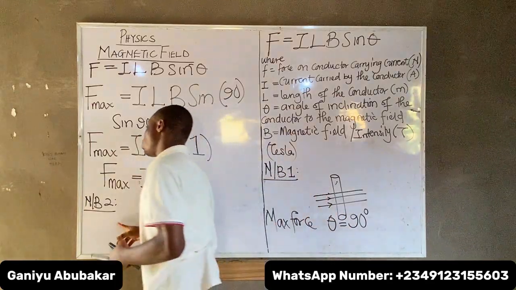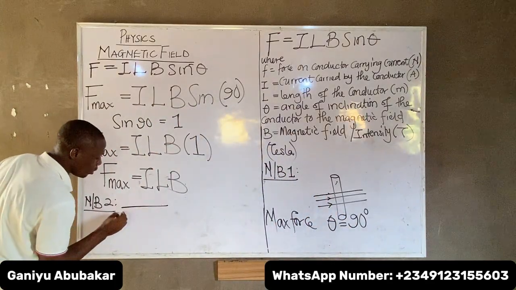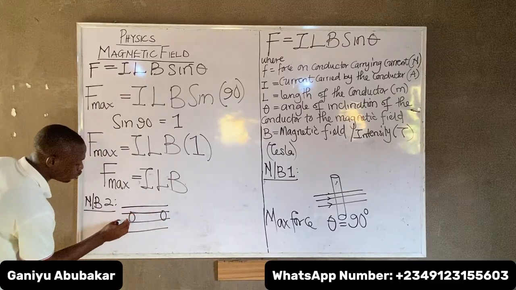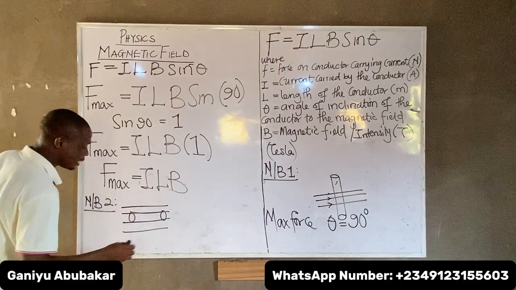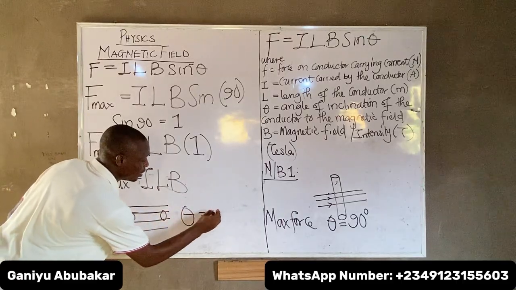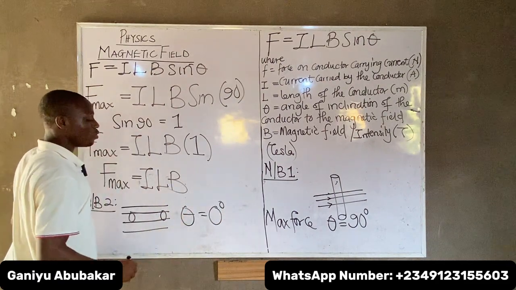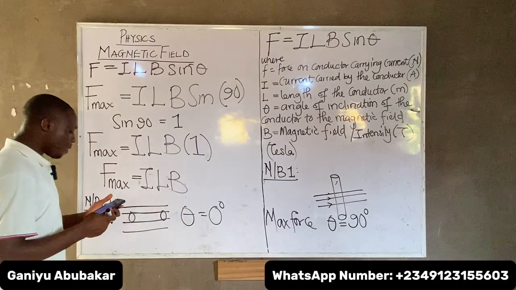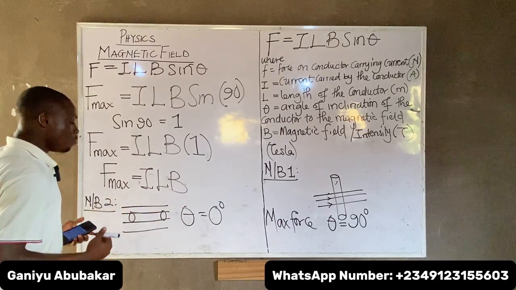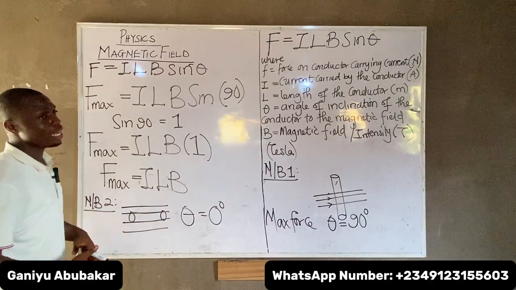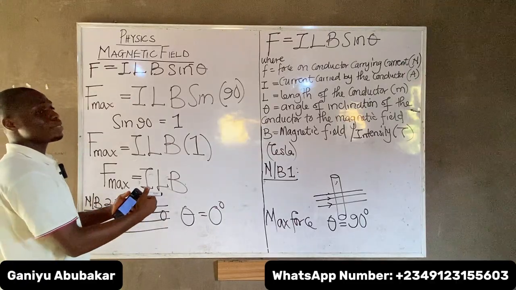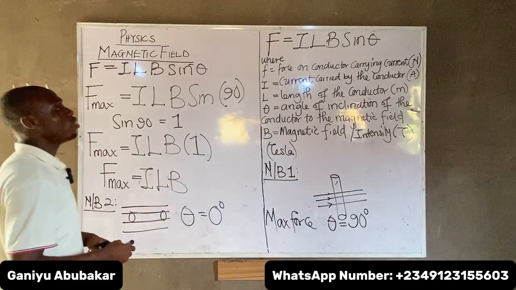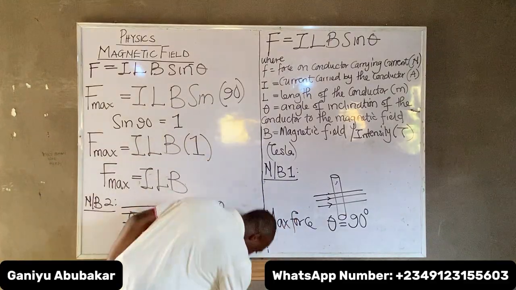So for number two, when you have your magnetic field this way and your conductor is parallel to the magnetic field, like this, it means that theta in this case is 0 degrees, because it's parallel. So theta is 0. So for minimum force, what's the idea? It means that the conductor is parallel, right? So in a case like this, what would be the formula for F minimum?